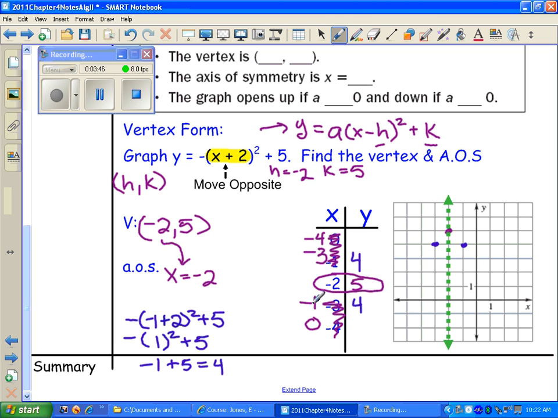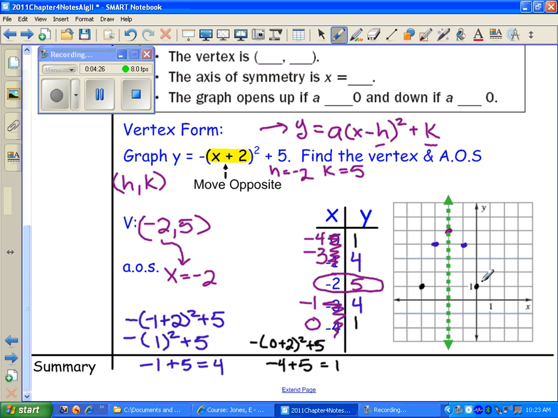Now I'm going to plug in my other point, 0, which is going to be the other easiest one to plug in. -(0 + 2) squared, plus 5. 0 and 2 is 2. 2 squared is 4. And then I had the negative out front, so we have to put the negative back. So -4 plus 5 is 1. So at 0, I'm at 1. And also at -4, I will end up being at 1. So go back 1, 2, 3, 4, -1, and it mirror images over the axis of symmetry.